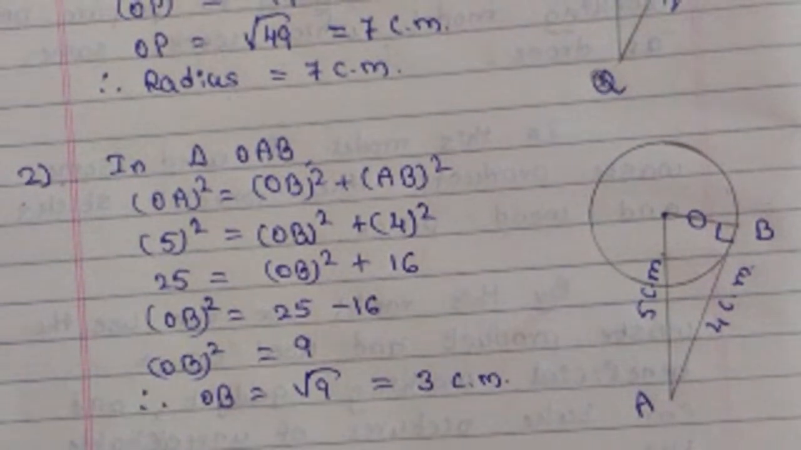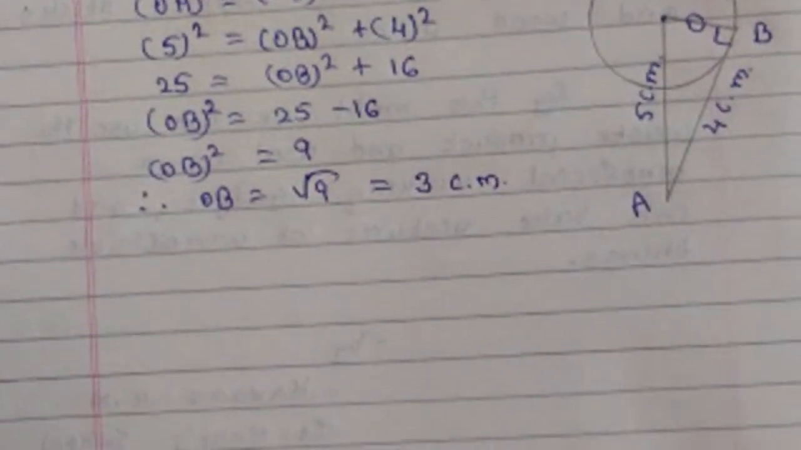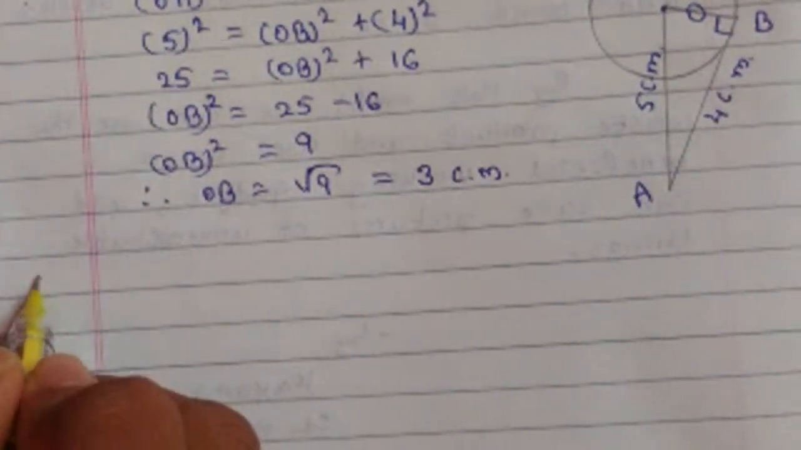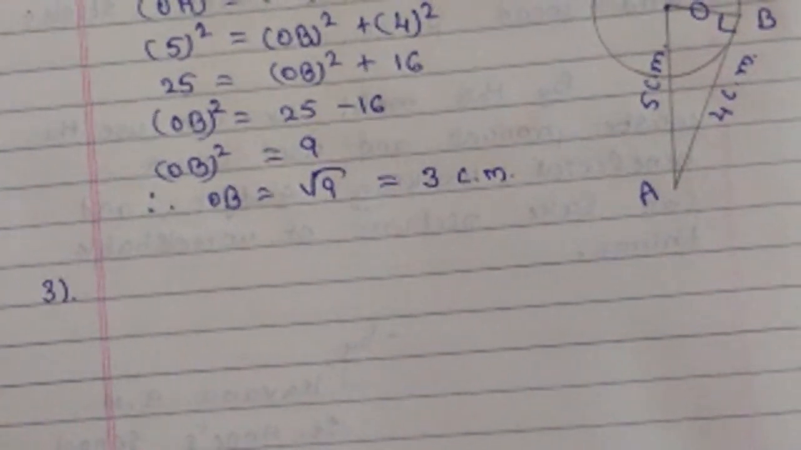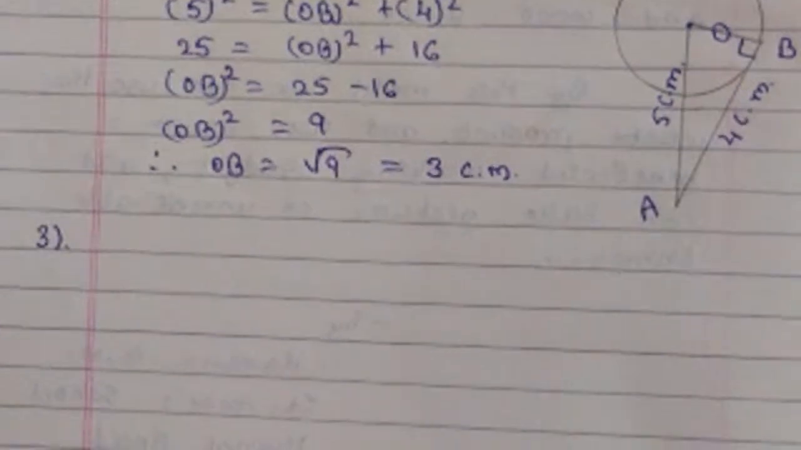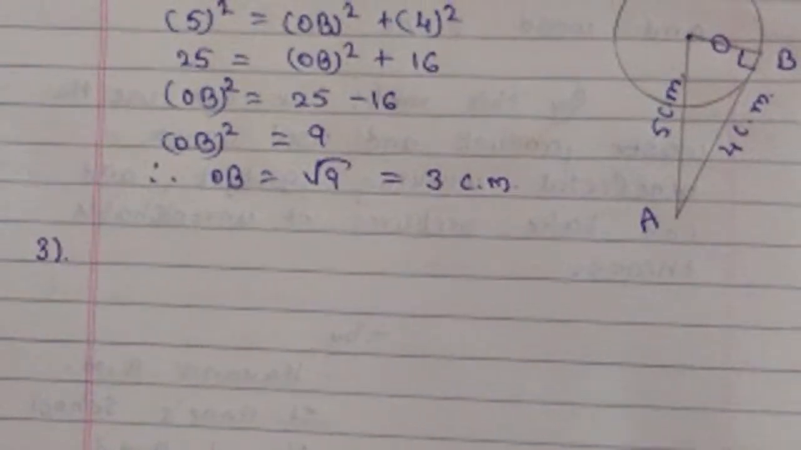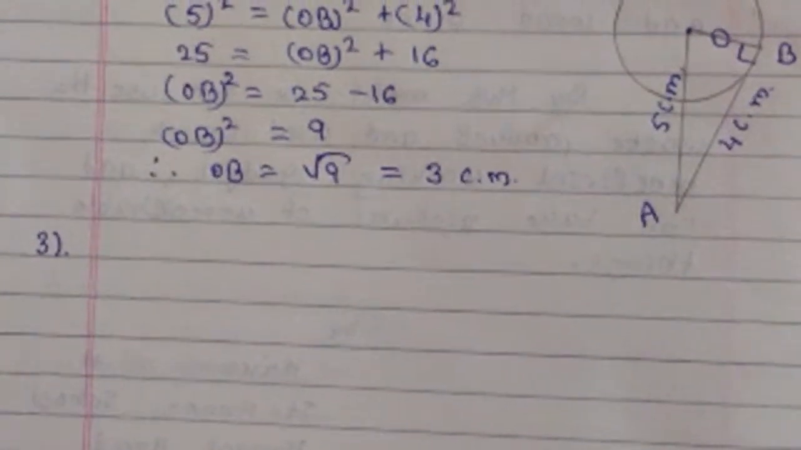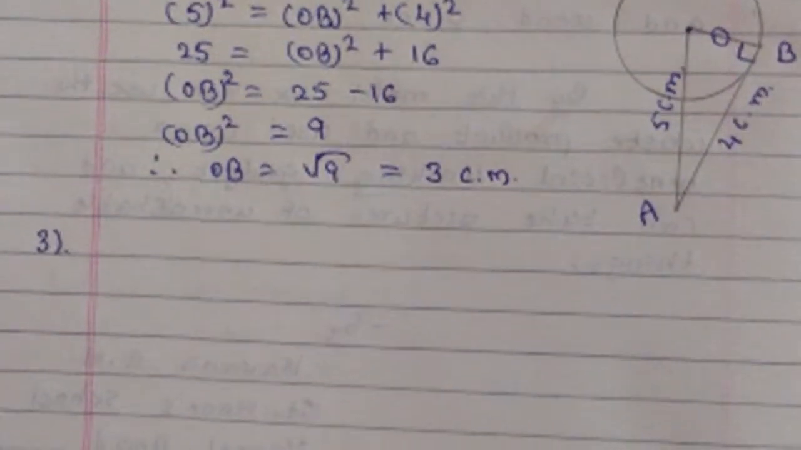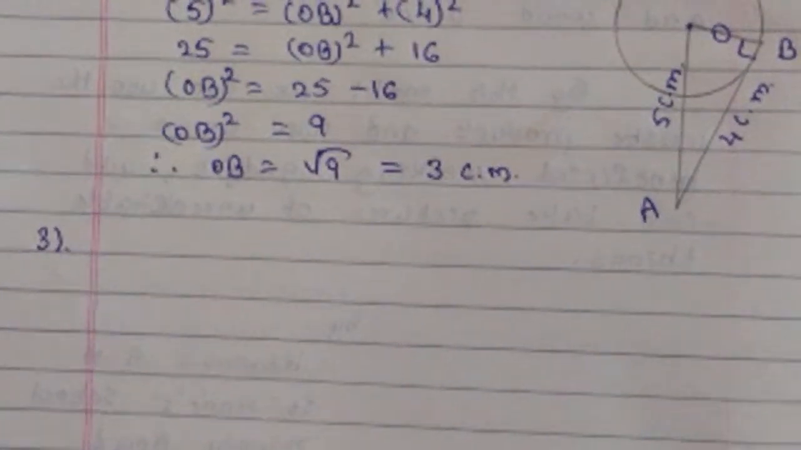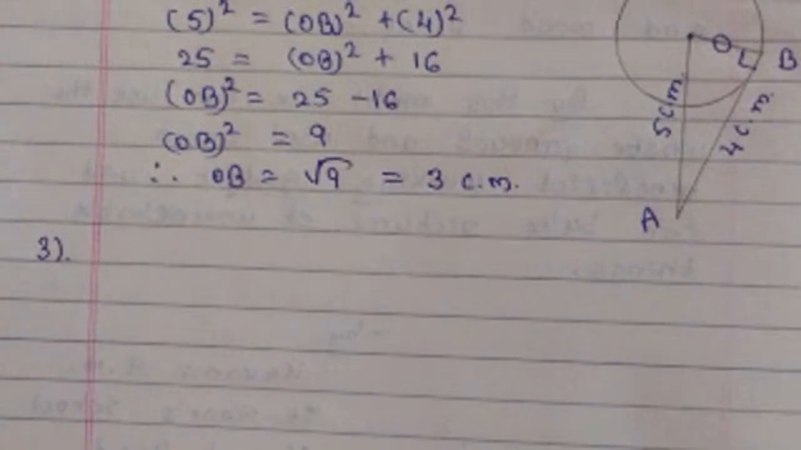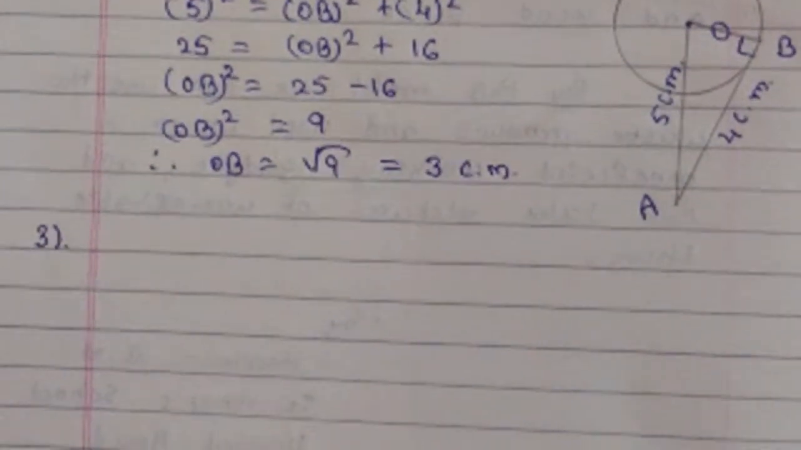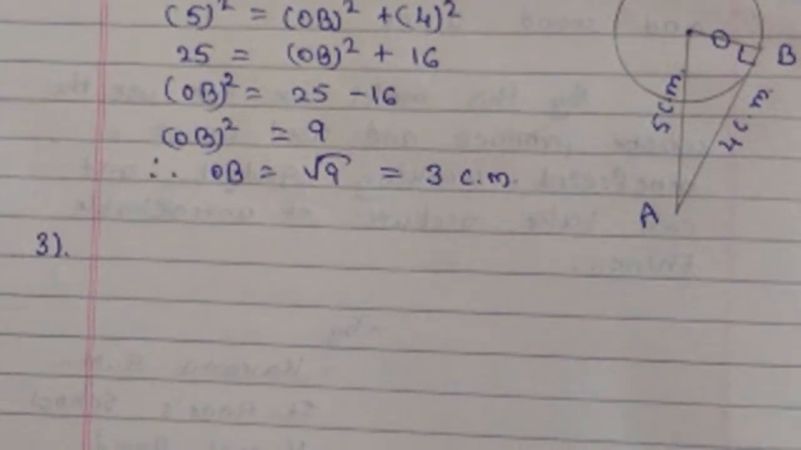Now I will go to the next problem, the 7th one in your textbook. Read the question carefully. Two concentric circles are of radius 5 centimeter and 3 centimeter. Find the length of the chord of the larger circle which touches the smaller circle. I will repeat the question once again. Two concentric circles are of radius 5 centimeter and 3 centimeter. Find the length of the chord of the larger circle which touches the smaller circle.